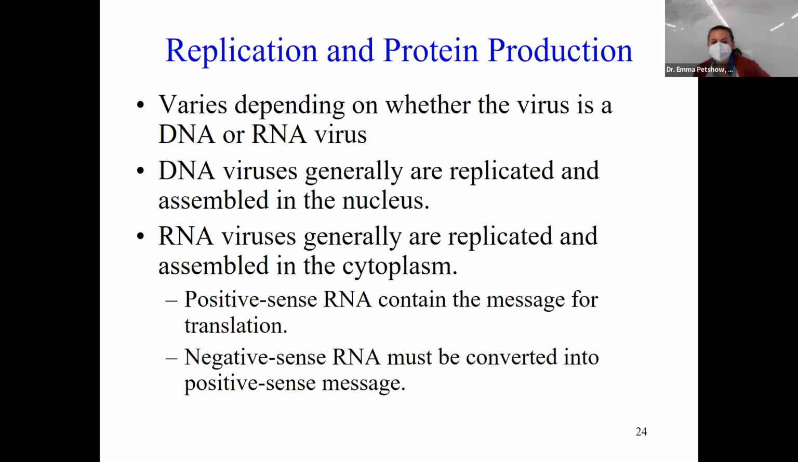What we need to know about DNA and RNA depends on replication and where. DNA viruses typically replicate and assemble within the nucleus, versus RNA viruses in the cytoplasm. This matters in two ways. One, when we're talking about killing or eliminating a virus, do we need to penetrate all the way into the nucleus, or do we just need to get into the cytoplasm and release something into the cytoplasm of a cell?